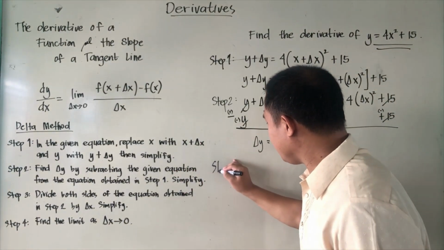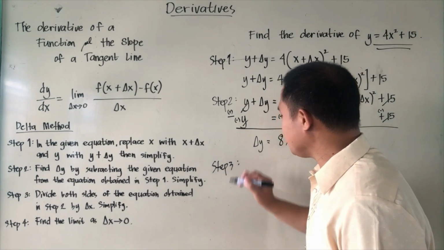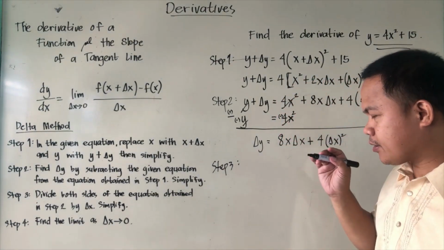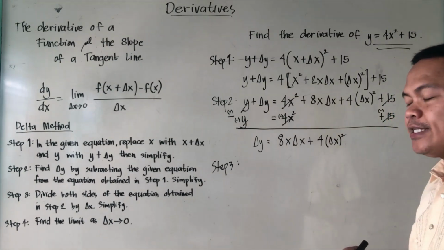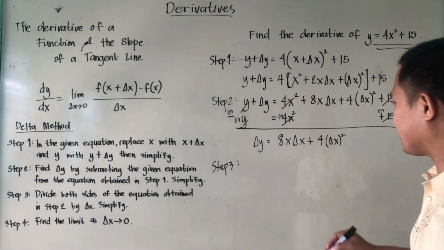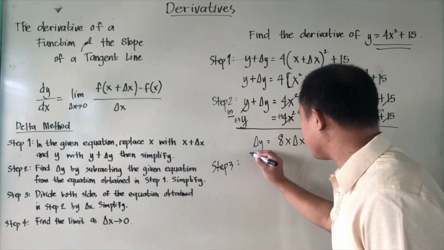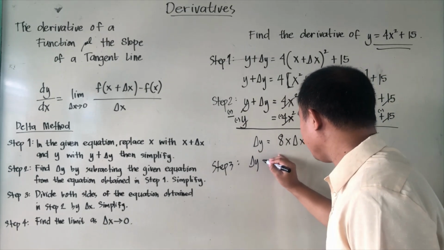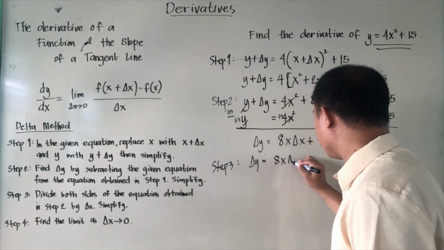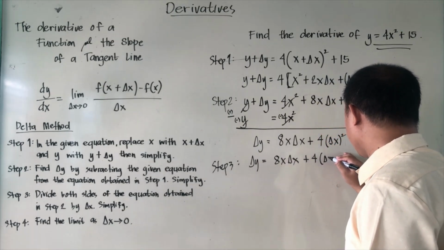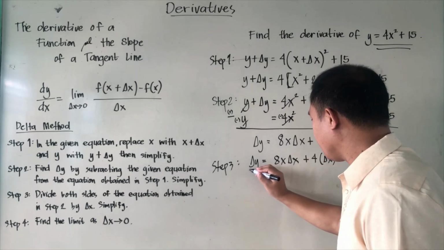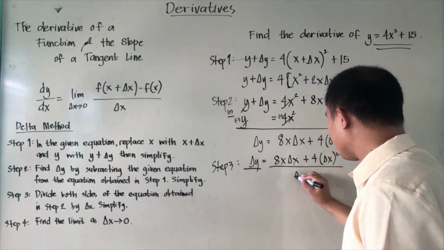Again, step 3. Step 3 says that we need to divide both sides of the equation obtained in step 2 by delta x. So, following this, we have delta y is equal to 8x delta x plus 4 times delta x squared. Divide both sides by delta x.